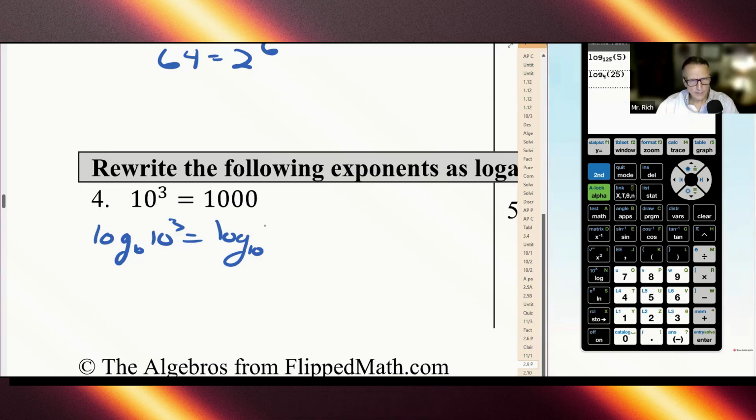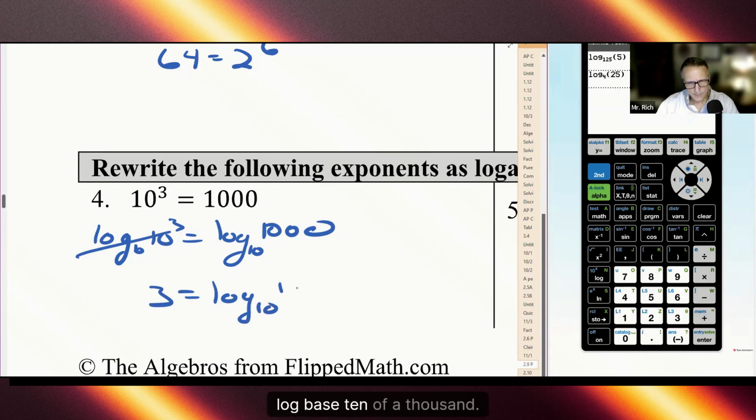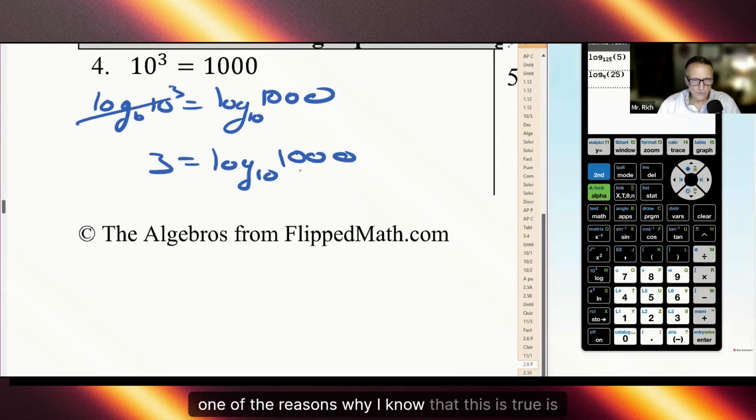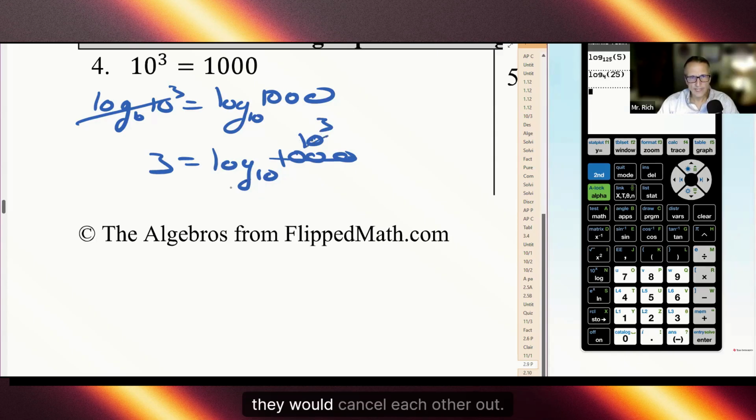This would leave me, that's 1,000. So that would leave me, those two cancel, 3 is equal to log base 10 of 1,000. And that is a true statement. And by the way, one of the reasons why I know that this is true is I could rewrite 1,000 as 10 to the third. Guess what log base 10 of 10 to the third is? Well, they would cancel each other out, leaves me an answer of 3.